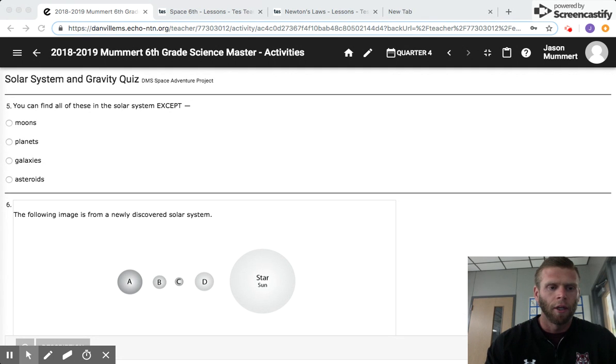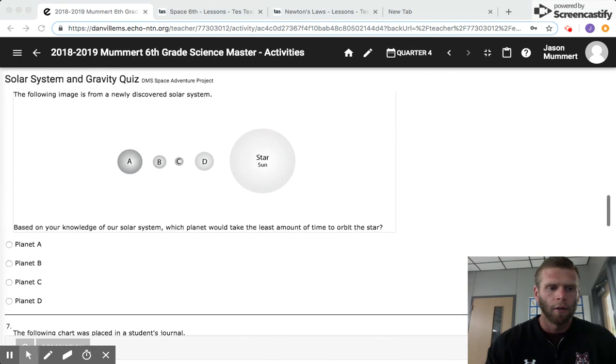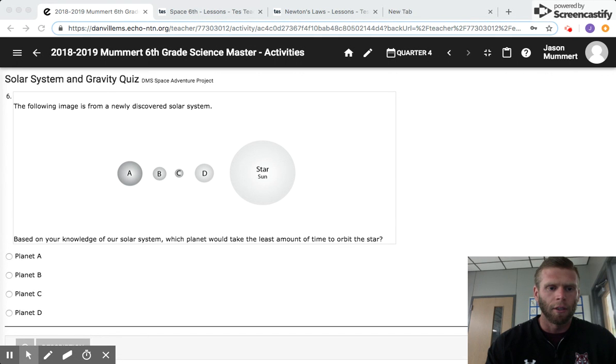Question 5. You can find all of these in the solar system except moons, planets, galaxies, asteroids. Question 6. The following image is from a newly discovered solar system. Based on your knowledge of our solar system, which planet would take the least amount of time to orbit the star? Planet A, Planet B, Planet C, or Planet D?